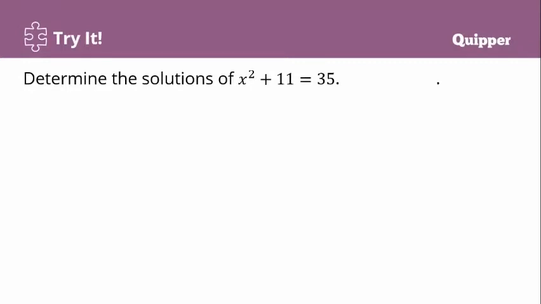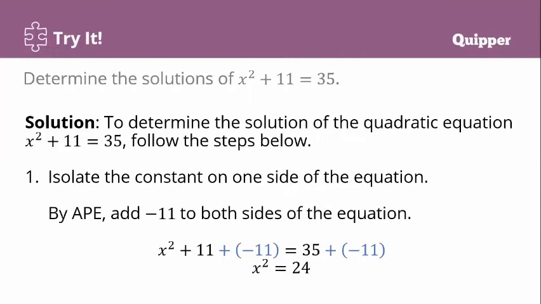Next, determine the solutions of x squared plus 11 equals 35. Here is the solution. Step 1. Isolate the constant on one side of the equation. By addition property of equality, add negative 11 to both sides of the equation.